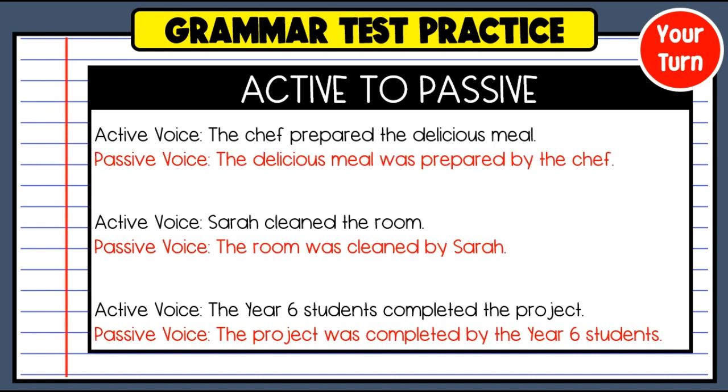Let's have a look. So for the first one, it becomes the delicious meal was prepared by the chef. The second one, Sarah cleaned her room, becomes the room was cleaned by Sarah. And the third one, the project was completed by the year 6 students. So do you see how it all comes together now by using that word by?